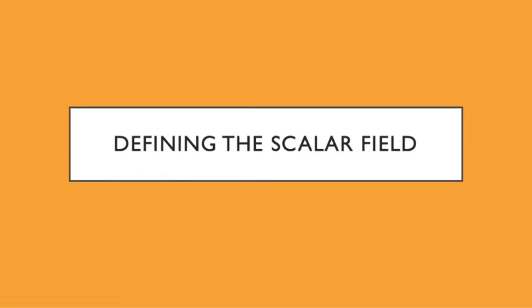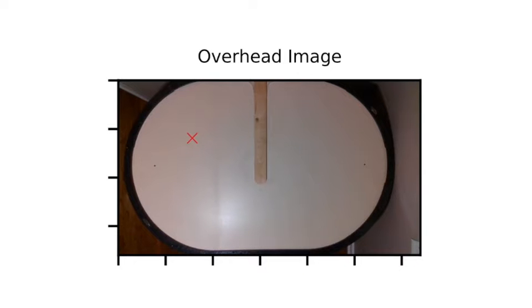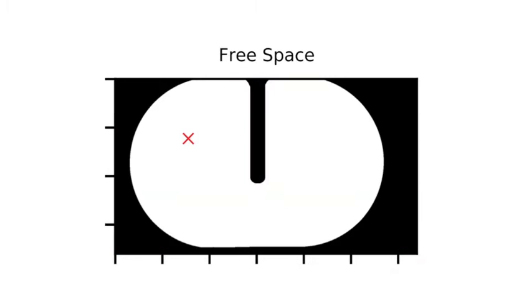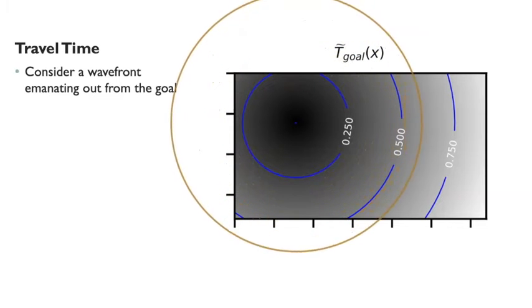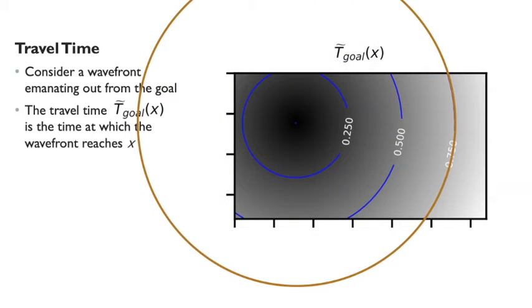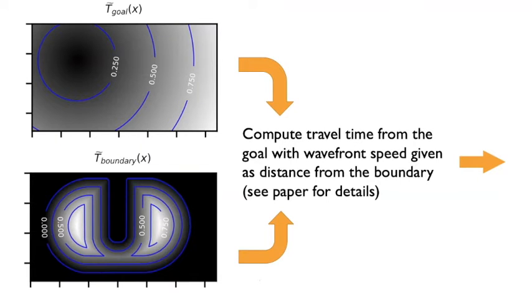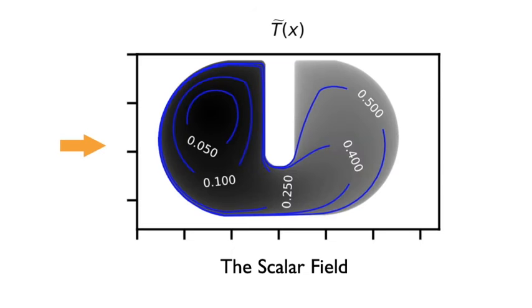How do we define the scalar field? We process an overhead image of the environment, and we need the concept of travel time. Consider a wavefront emanating out from the goal. The travel time is the time at which this wavefront reaches position X in the environment. We compute the travel time from the goal with wavefront speed given as distance from the boundary, and this yields the scalar field.